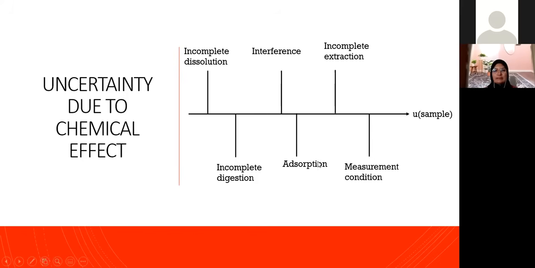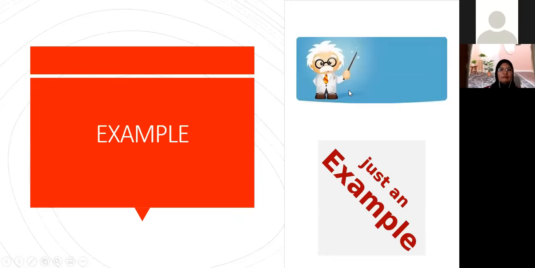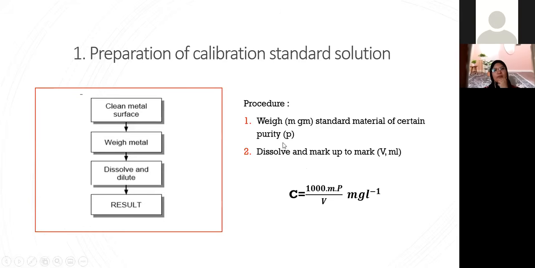Number 2 is chemical effect. Based on your practice, I mean based on your method actually, this must be based on your method. Either incomplete extraction happens, then you consider it as uncertainty. Incomplete dissolution, then you consider it as uncertainty. Okay, absorption, measurement condition, incomplete digestion. These are examples of chemical effect. Okay, let us take this example. Alright.